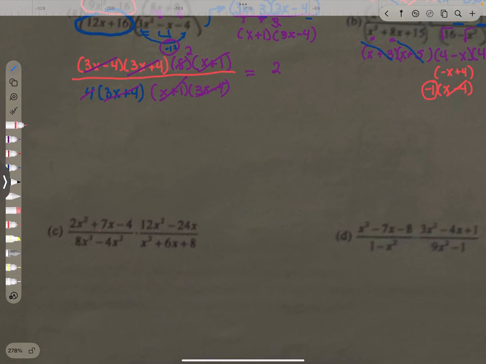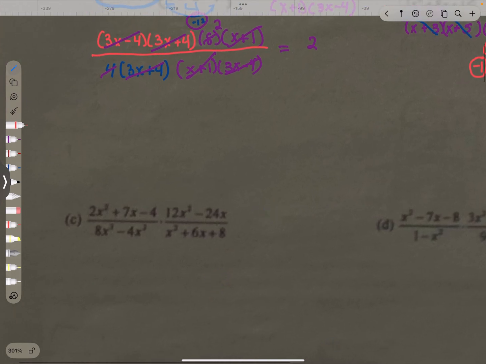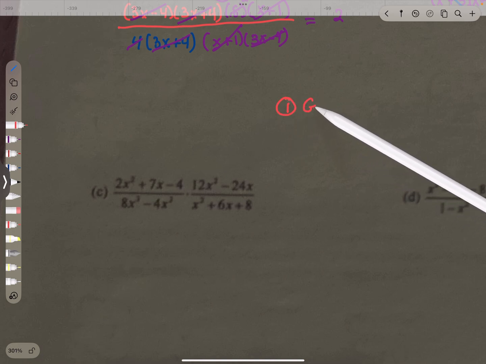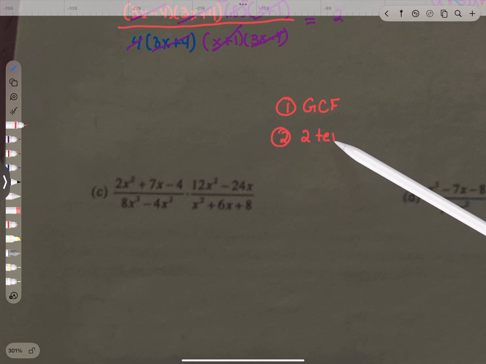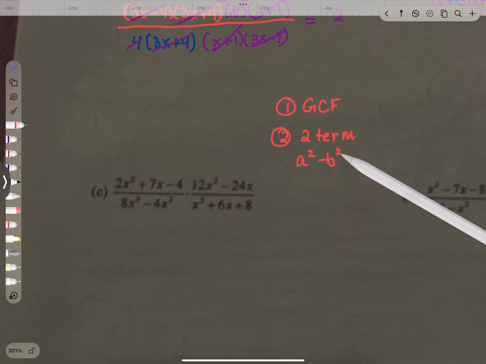All right. And so I am going to leave these for you to factor because that's all you got to do is factor them. Okay. And you got to practice that. Just remember these steps for factoring. Step one, look for a GCF. Step two, if it only has two terms in it, then you're hoping it's like an a squared minus b squared, a difference of two squares. And we just factor it like that.